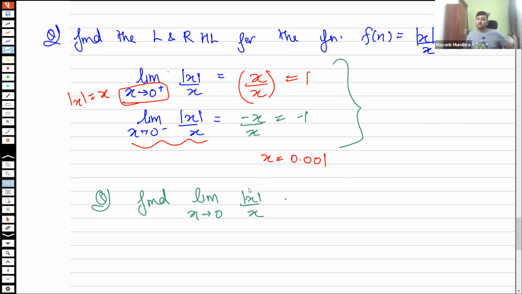But here, because mod comes into the picture, the story to the left and right is going to be varying. So you have to assume yourself that you have to find the left and right hand limits. If they are both the same, great, the limit exists and is equal to that value. If they are different, like happening in this case, then we say that the limit does not exist.